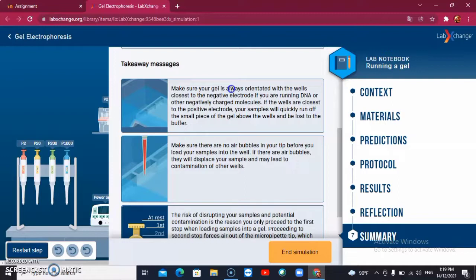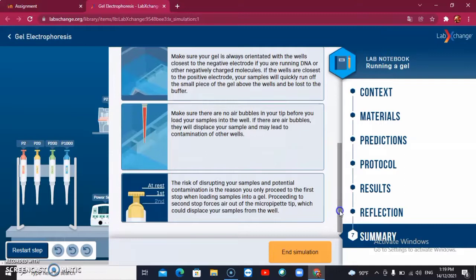The second one is to make sure there are no air bubbles in your tip before you load the samples into the well. If there are air bubbles, they will displace your sample and may lead to contamination of other wells. The last one is that the risk of disrupting your sample and potential contamination is the reason you only proceed to the first stop when loading samples into a gel. Proceeding to the second stop forces air out of the micropipette tip, which could displace your samples from the well.